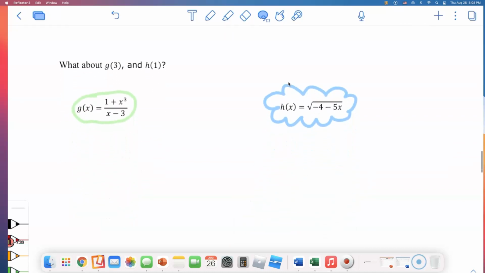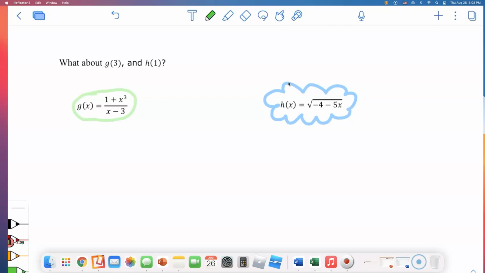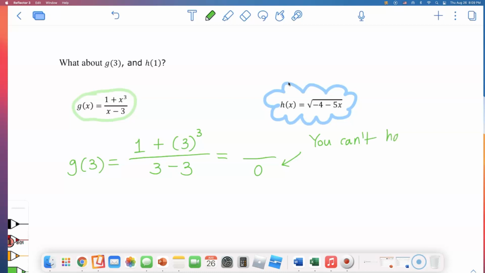So let's start with g of 3. If you plug in 3 into g, let's see what happens. That's going to be 1 plus 3 cubed on top of the fraction. But what about the bottom of the fraction? That's going to be, oh no, 3 minus 3. And 3 minus 3 is 0, right? At this point, it doesn't matter what's on top of the fraction, because when you have 0 in the bottom of a fraction, you can't have 0 as the denominator.